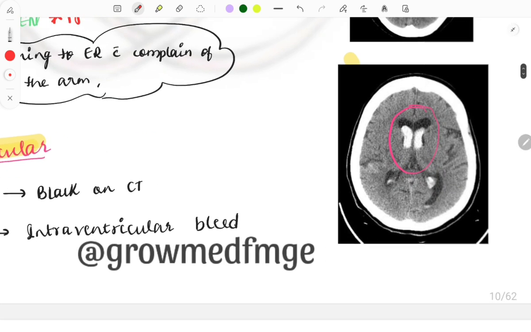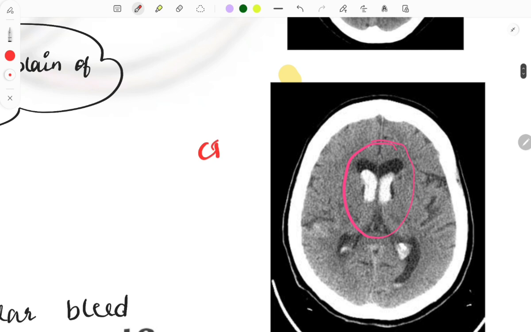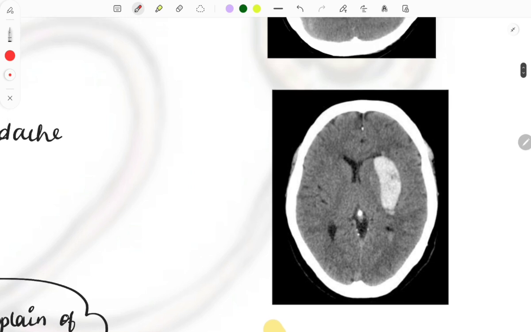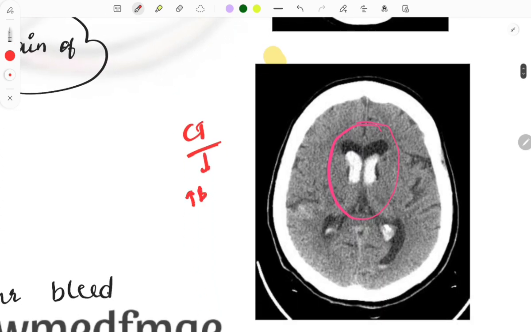Then intraventricular, so blood accumulated in the ventricles, as you can see here. These are the CT scans. On the CT you can see here that the blood will be hyperdense, whereas the CSF will be hypodense. That means CSF will appear black in color, whereas blood will appear white.